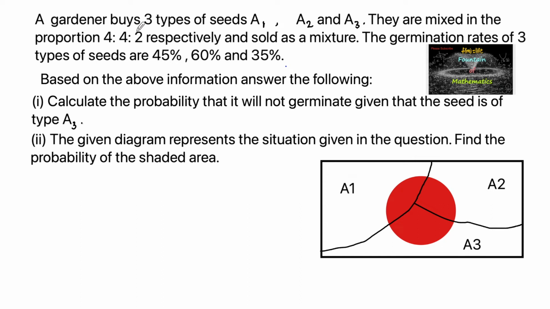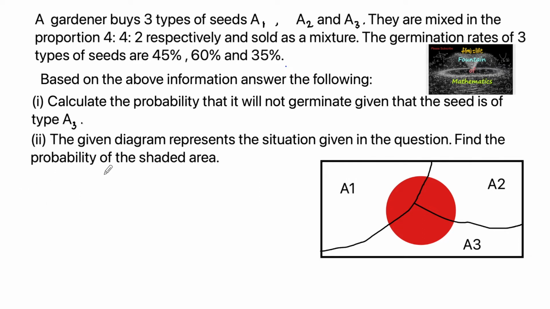A gardener buys three types of seeds, A1, A2 and A3, and they are mixed in the proportion 4:4:2 respectively and sold as a mixture. The germination rates of three types of seeds are 45%, 60% and 35%. Let us put this information in the events.